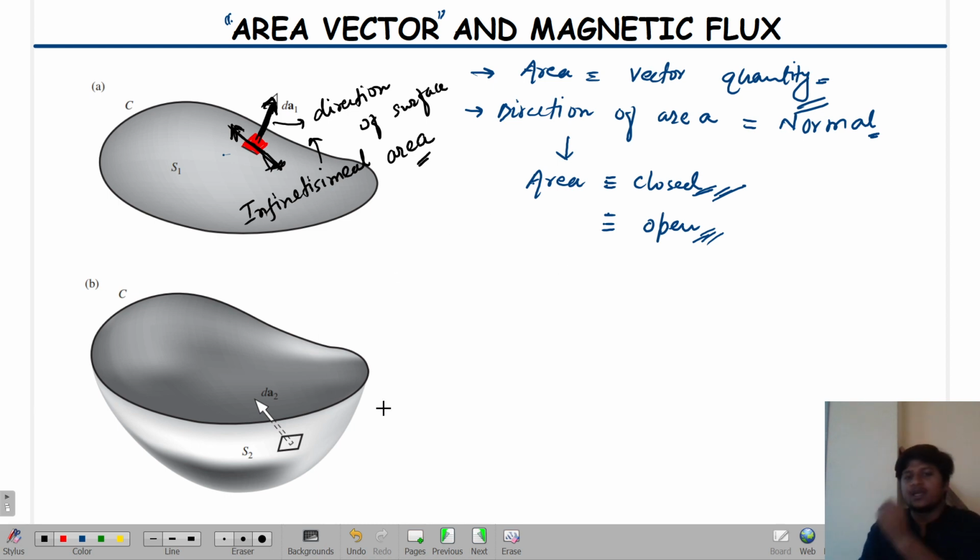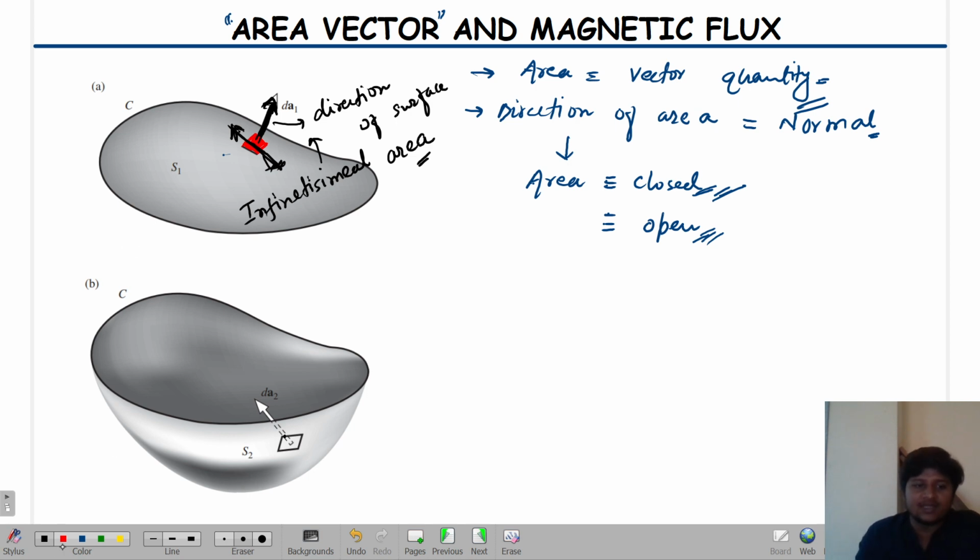Next thing. Similarly, try to understand that if we have such a surface, with one particular direction of normal, this gives the direction of the area or area vector. Similarly, I can consider, let's suppose, below this plane, one another surface or not. Tell me yes or no.